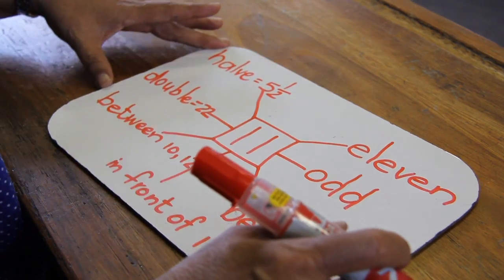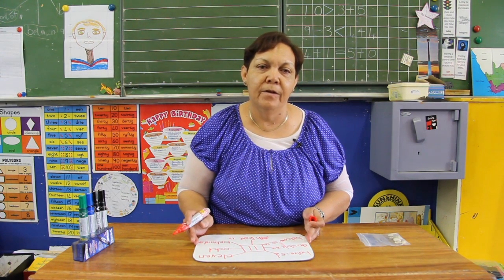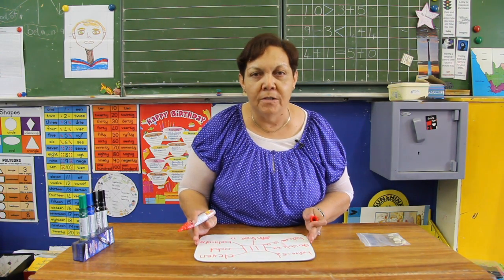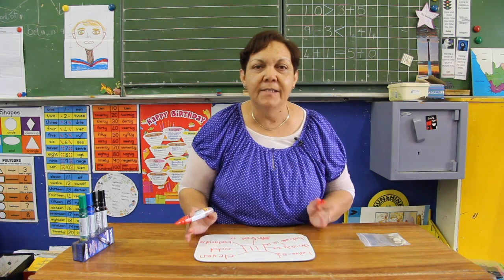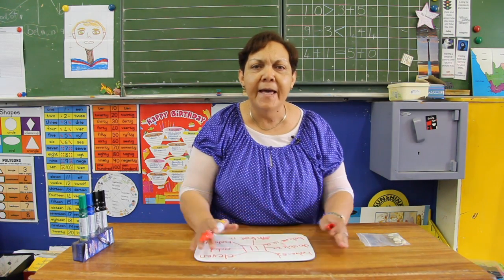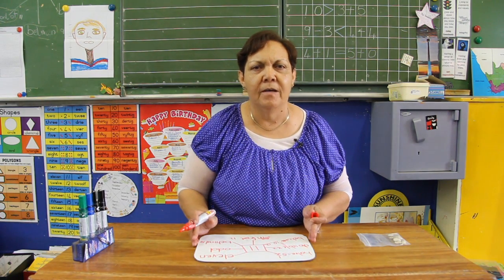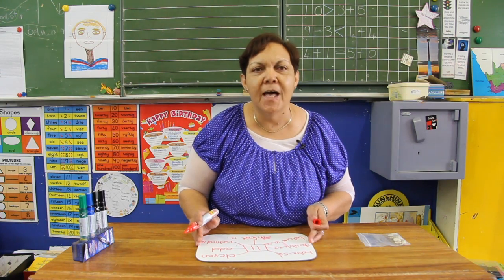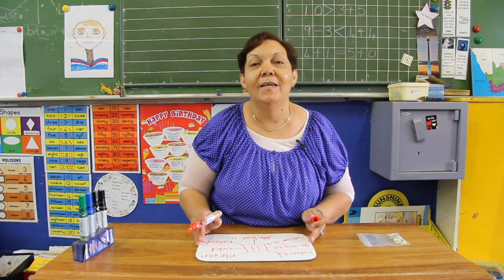Look at all the things that we are discovering about the number 11 without doing any bonds. Now, if the children understand this first, the place value, the value of the number, the bonds are going to be so easy.